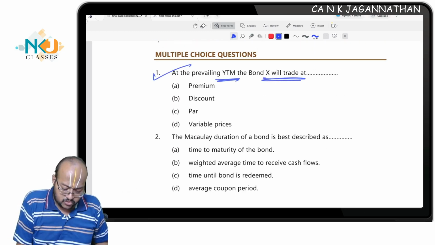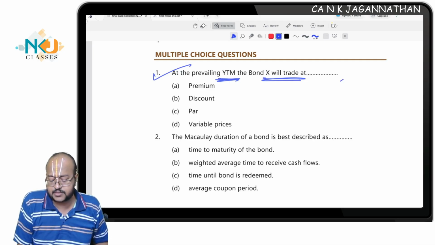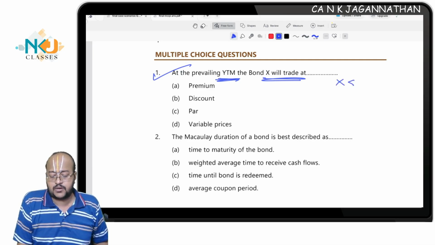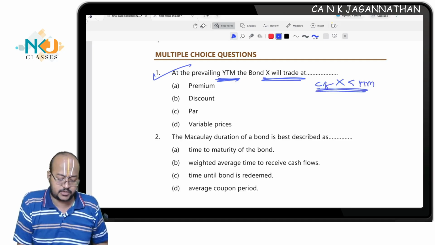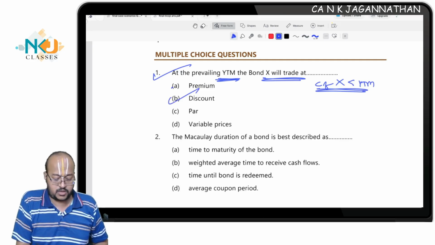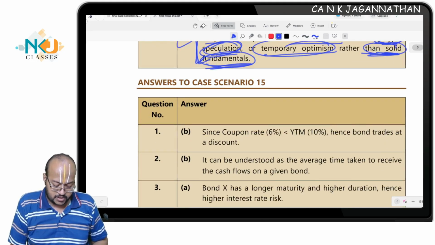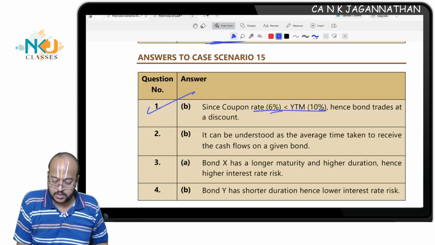Anyway, so for this solution, at the prevailing YTM, the coupon of X is less than the YTM. Then in that case, what is happening? It should be traded at a discount. B should be the solution. This is case scenario 15, B should be the solution.